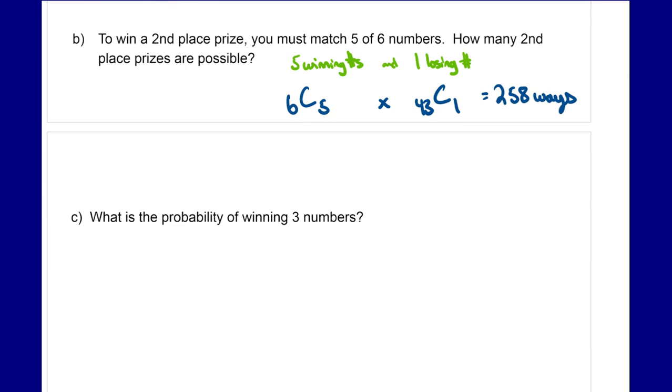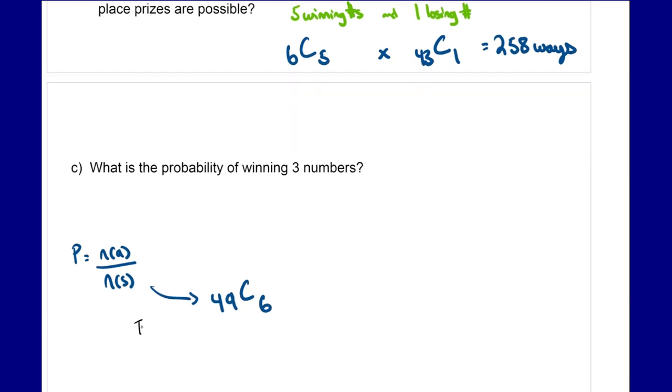C, we're going to bring combinations or probability into this. What is the probability of winning 3 numbers? So remember, probability is equal to the number of successful outcomes over the total number of outcomes. So the total number of outcomes is I have 49 numbers, choosing 6 of them. So if you remember, total outcomes, and A represents successful outcomes.